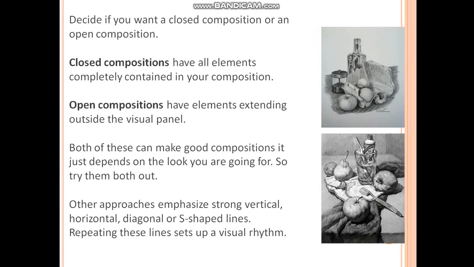Decide if you want a closed composition or an open composition. Closed compositions have all elements completely contained in your composition. Open compositions have elements extending outside the visual panel. Both of these can make good compositions. It just depends on the look you are going for, so try them both out. Other approaches emphasize strong vertical, horizontal, diagonal or S-shaped lines. Repeating these lines sets up a visual rhythm.